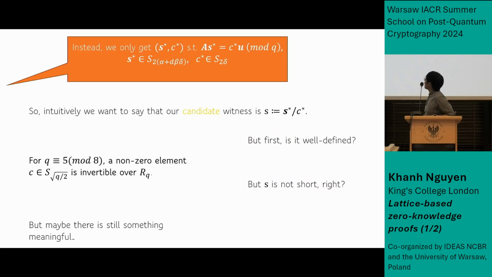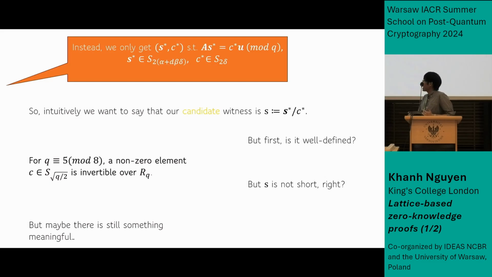Okay, well, we really want to say that what we extracted, so S equal to S star divided by C star, indeed belongs to S beta, or like it has small norm. So this is our candidate witness, right? Is it well defined? Well, if we pick parameters in a nice way, then we can prove that a short non-zero element has an inverse. Okay, but then S is defined, but S is not short. But maybe there's still something meaningful here.